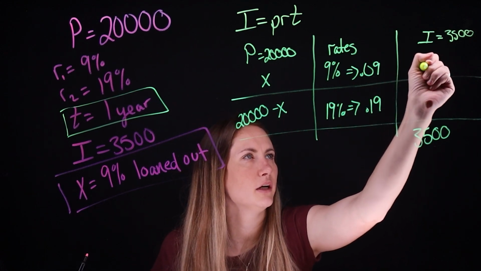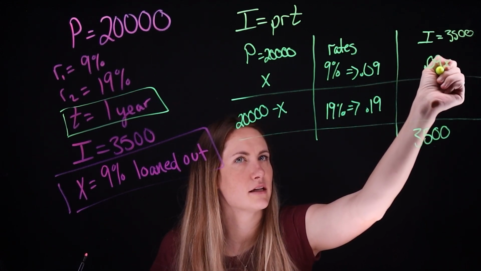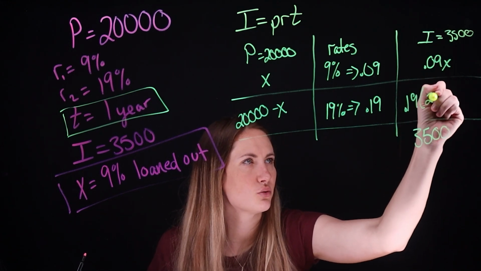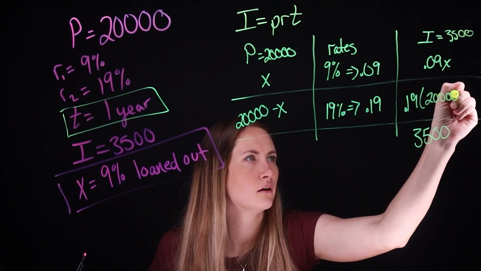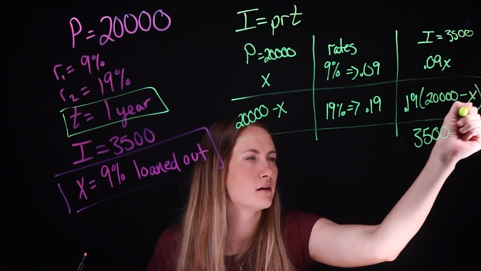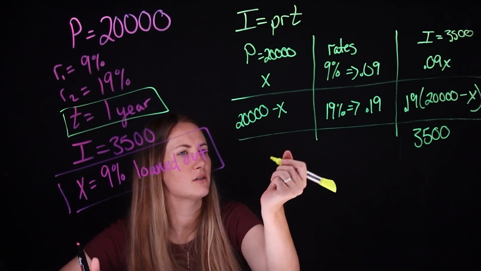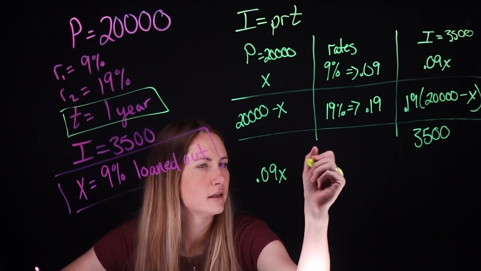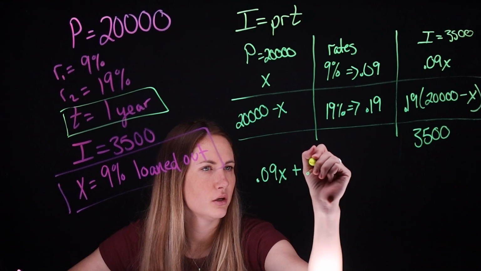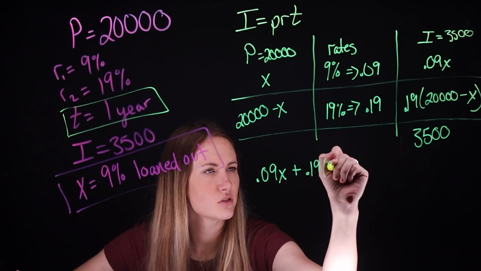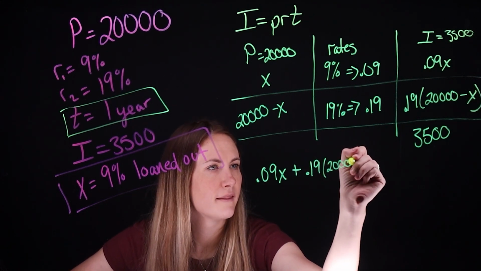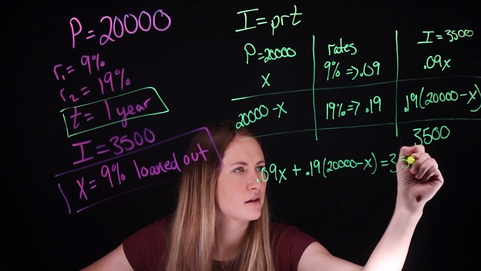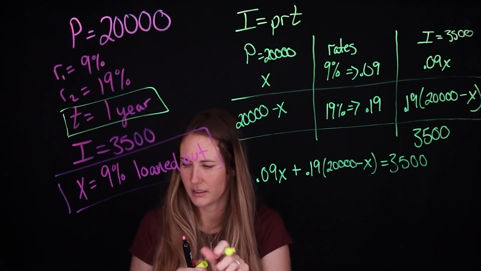So we're going to have 0.09X, and then we're going to have 0.19 times our 20,000, subtract X. And then I'm going to set up our equations. So we have 0.09X plus 0.19 times 20,000 subtract X equals 3,500.